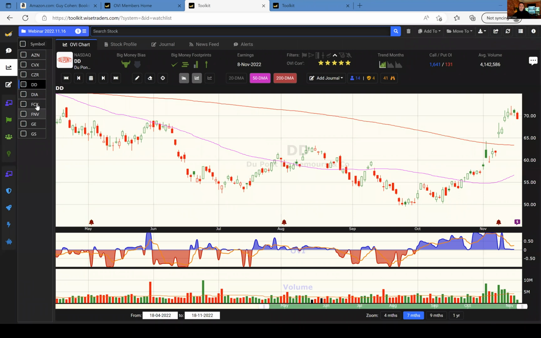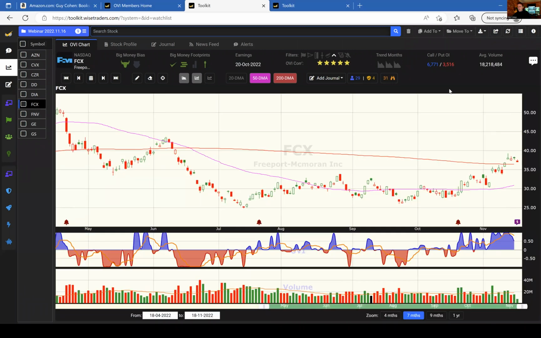Let's have a look at Freeport McMoran. Again, you see the OVI change, and then you see entry potential levels. And even now, there might be something in the future for that one there, but not just yet. Just let it go sideways for a bit.